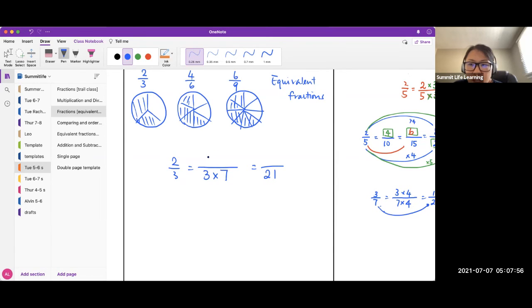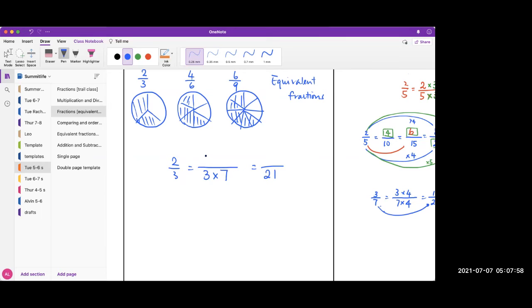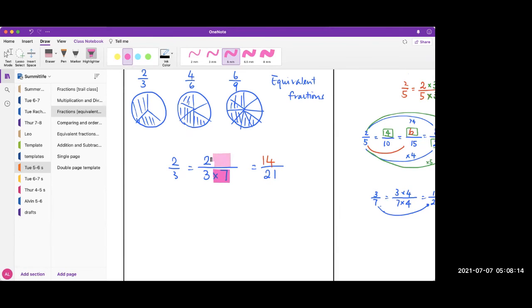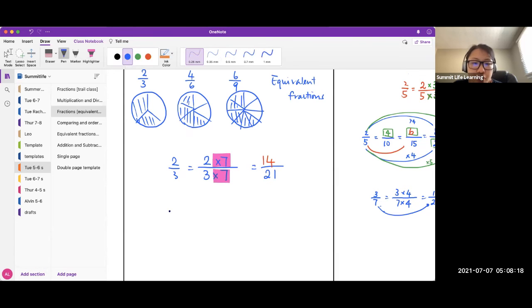And then what do you need to do? The answer is 14. That's correct. Okay, so what do you need to do to this 2 as well? If you multiply by 7 for 3, what do you need to do for 2? Yeah, you also need to multiply by 7. Okay, multiply by 7. Good.